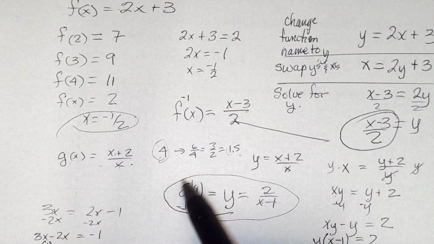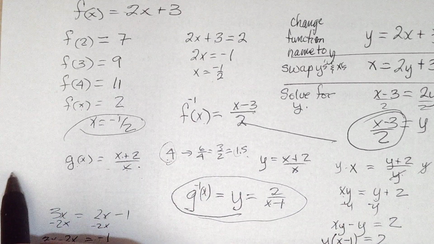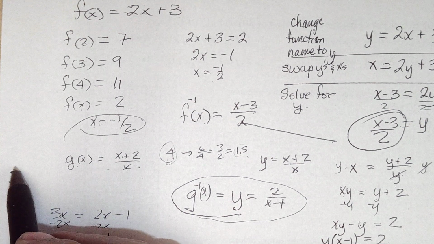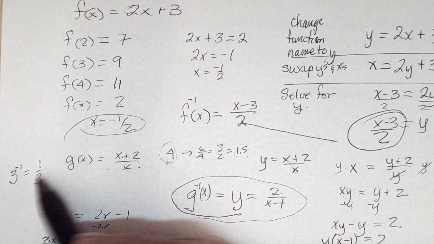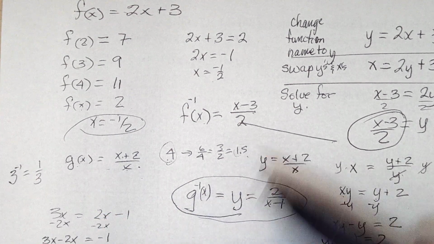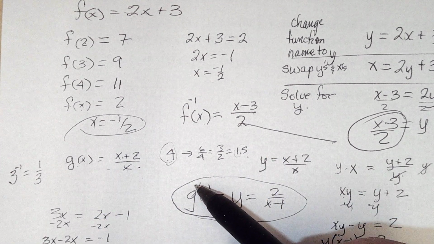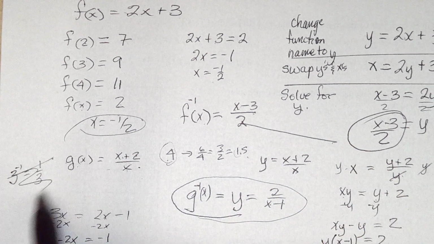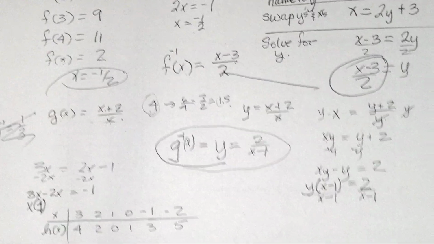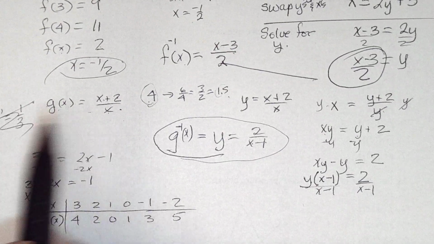Now, it's unfortunate they use negative 1 for the notation, because something like 3 to the negative 1 means the reciprocal, 1 over 3. This does not mean 1 over the original function. It means the inverse of it. Okay? There is a reasoning there, but I'm not going to bother with it right now.